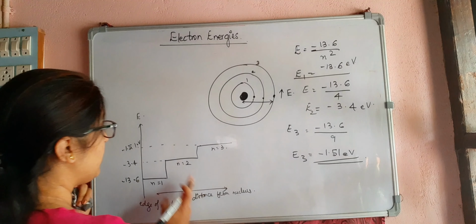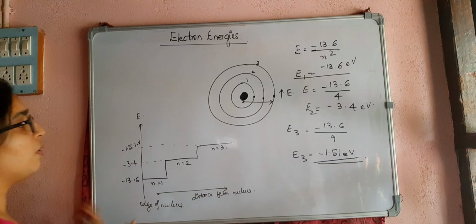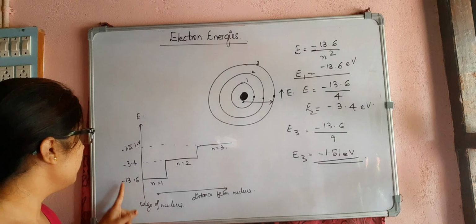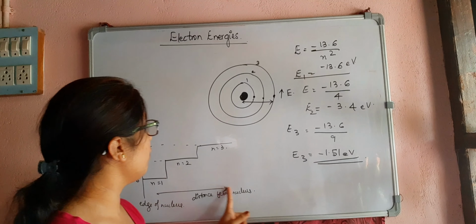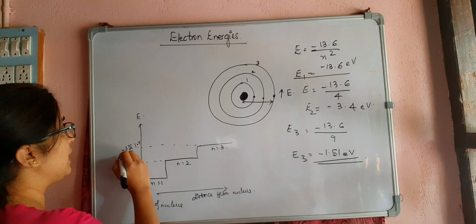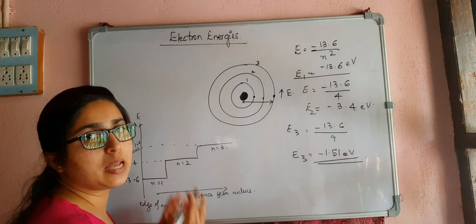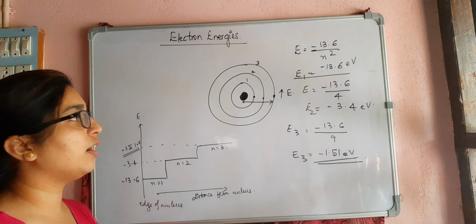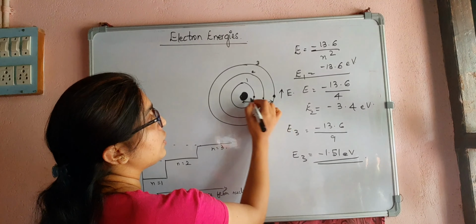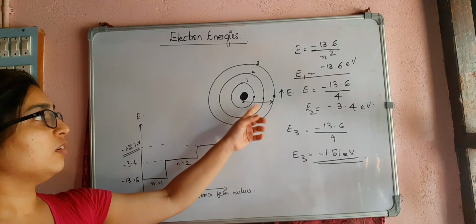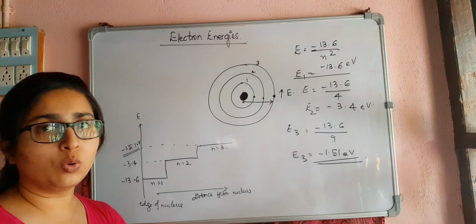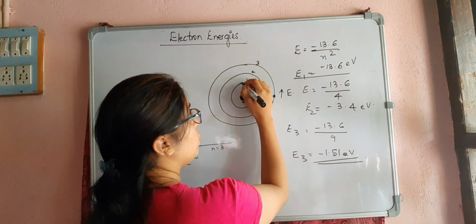So that means this third orbit is far away from the nucleus, right? What happens? The first orbit is more negative. When you come away from the nucleus, it starts to become less negative. Less negative means it is approaching 0. So your energy is increasing, right? So this has higher energy when compared to this, the electron which is in the orbit next to the nucleus.